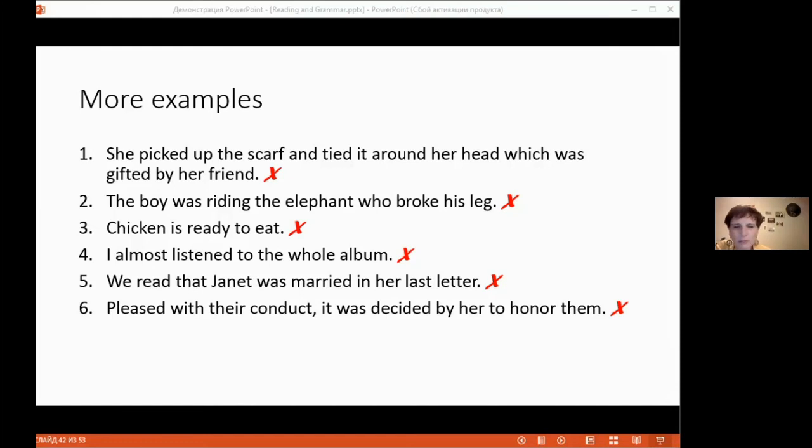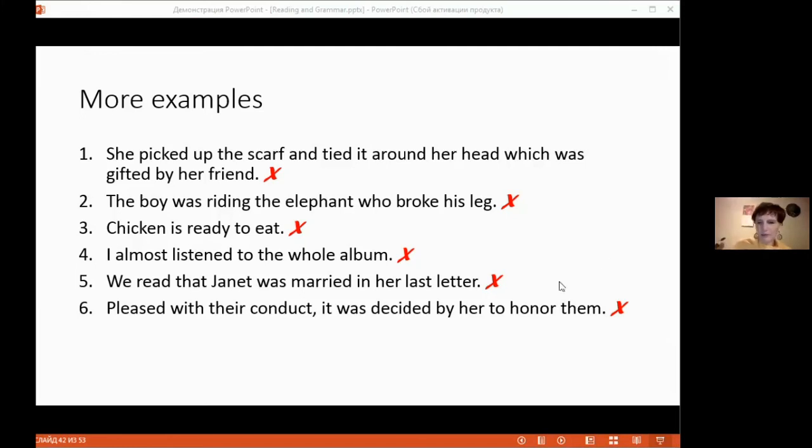Or we can put the modifier in her last letter at the beginning of the sentence with a comma after it, and the resulting sentence would be: in her last letter, we read that Janet was married. That also will solve the problem and we'll understand the meaning better. And finally, number 6. She decided, exactly, yeah, she decided. She was pleased and she decided to honor them. Yeah, that will again make the sentence much better.